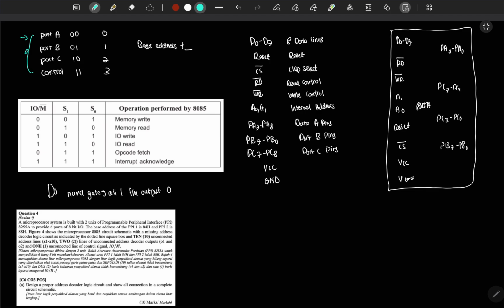Now another thing that you need to remember is the NAND gate. In a NAND gate, if all inputs are 1, the output is 0. Okay, if all are 1, the output is 0. We will be using a NAND gate, so you need to know it. All inputs 1 is equivalent to output 0.